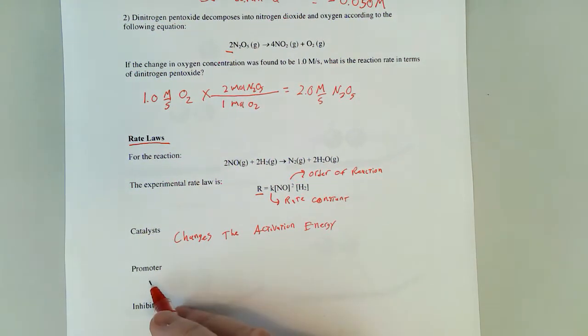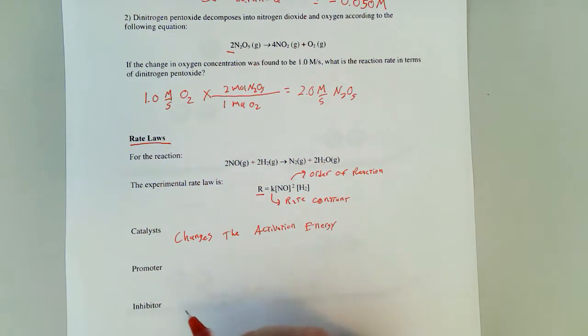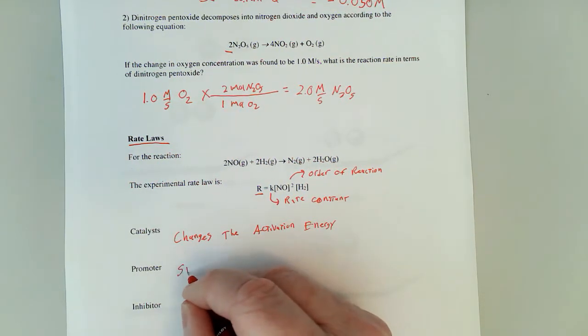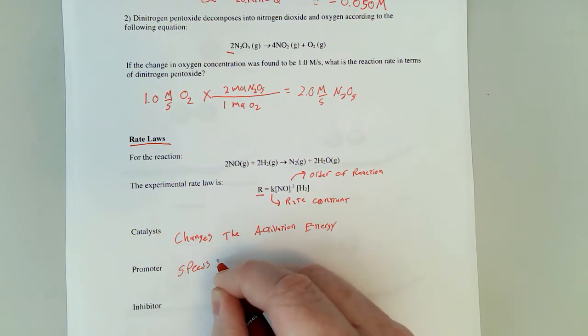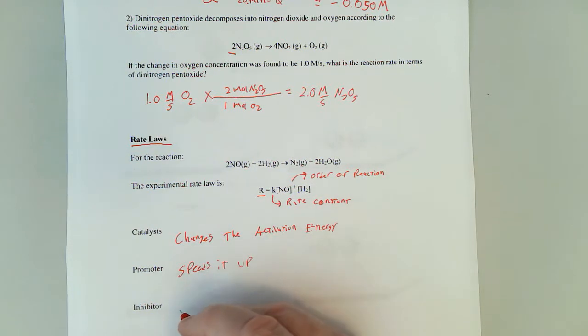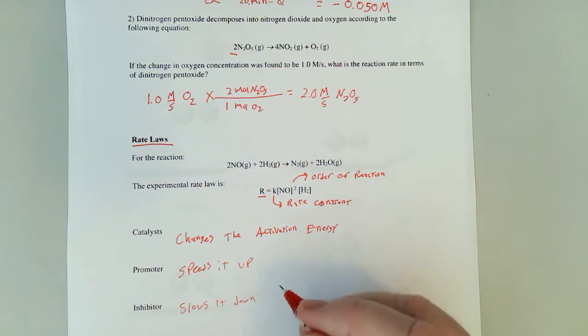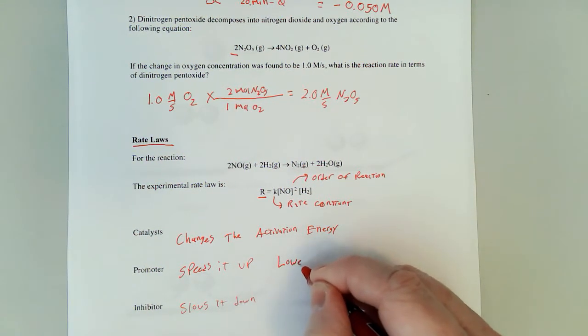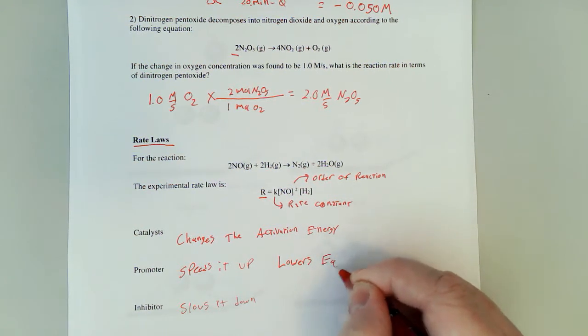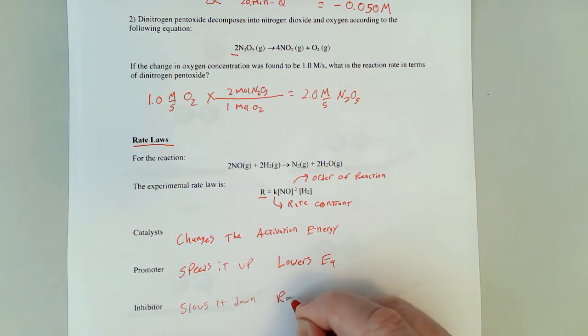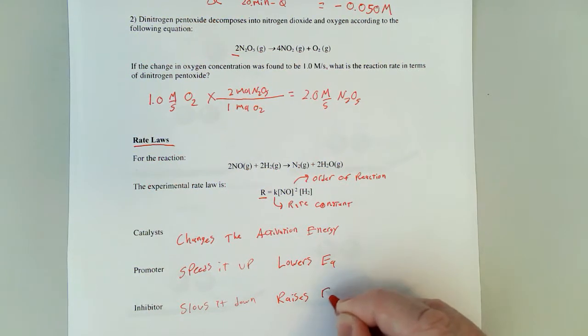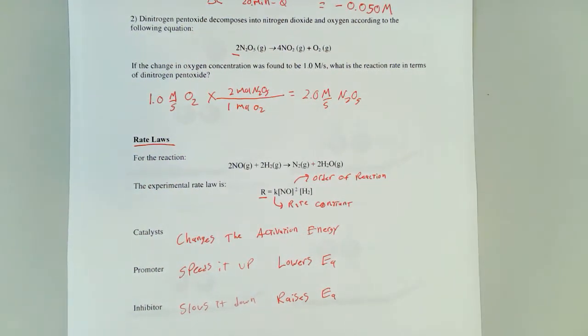So we have what we call promoters and inhibitors. Now a promoter speeds it up, where an inhibitor slows it down. And what happens is the promoter lowers the activation energy, but an inhibitor raises the activation energy. Okay? So there are different ways that this can happen.